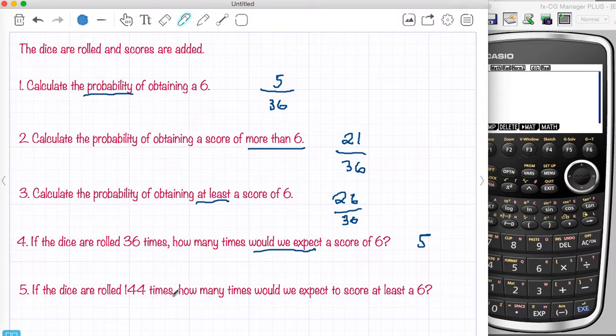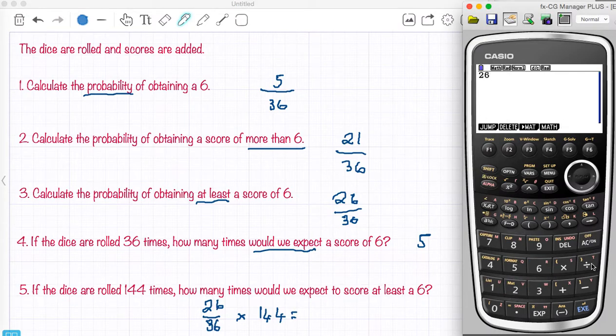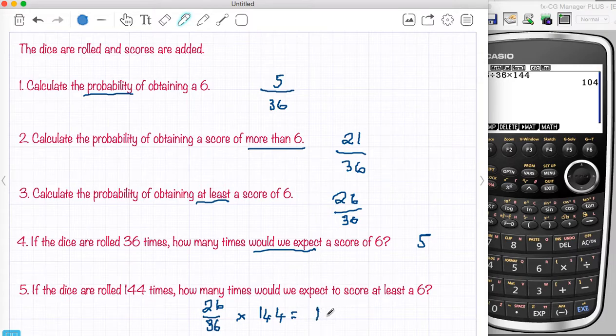The dice are rolled 144 times. How many times would we expect a score of at least 6? Now, at least 6 had a probability of 26 out of 36. So I'm going to work this one out by putting the probability down and multiplying the probability by the number of times that I rolled the dice, which is why I've got my calculator here. 26 divided by 36, and then I'm going to multiply it by 144 to get 104. So I'd expect that to happen 104 times. It's not guaranteed to happen, but it's what we expect.